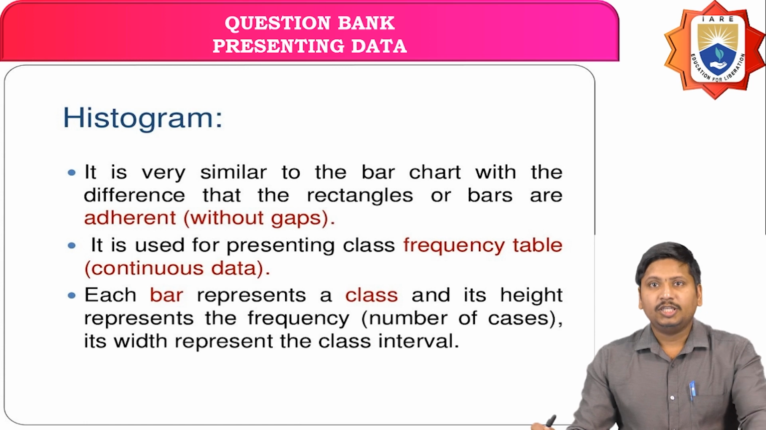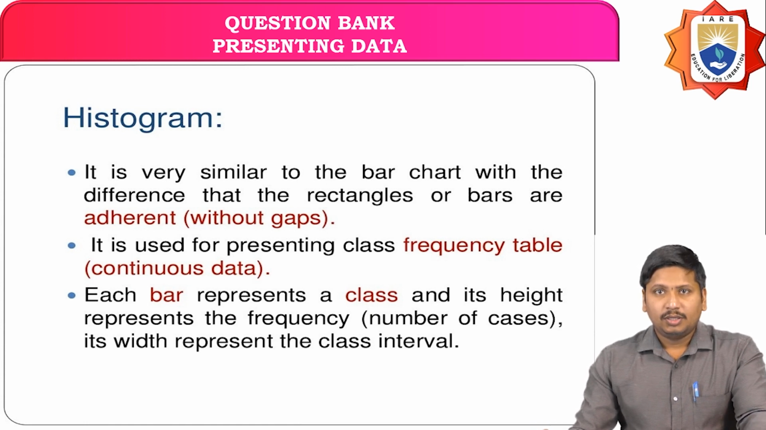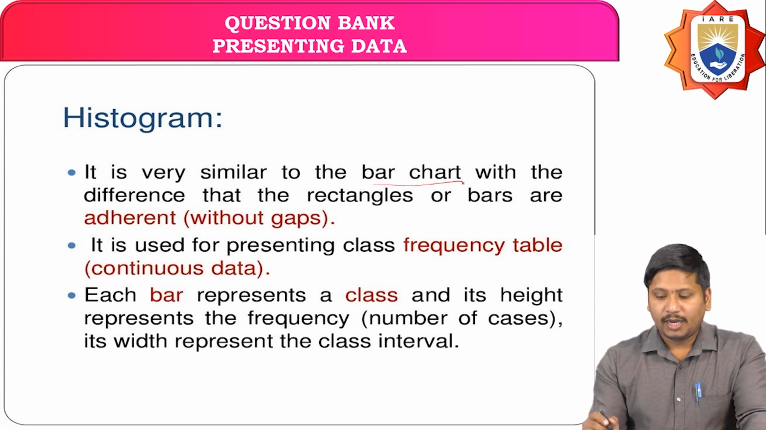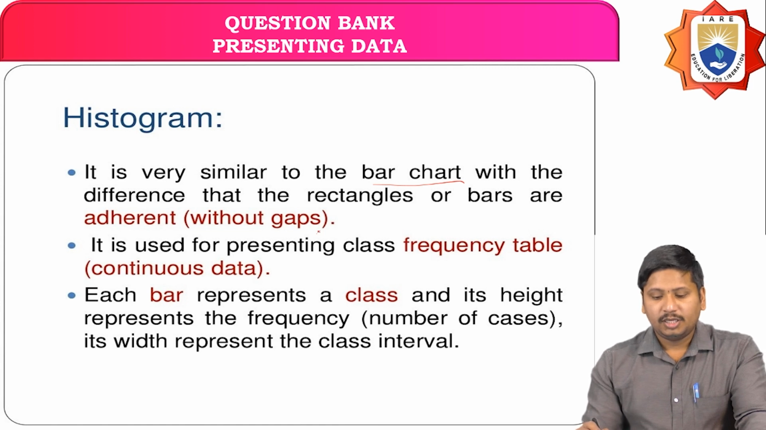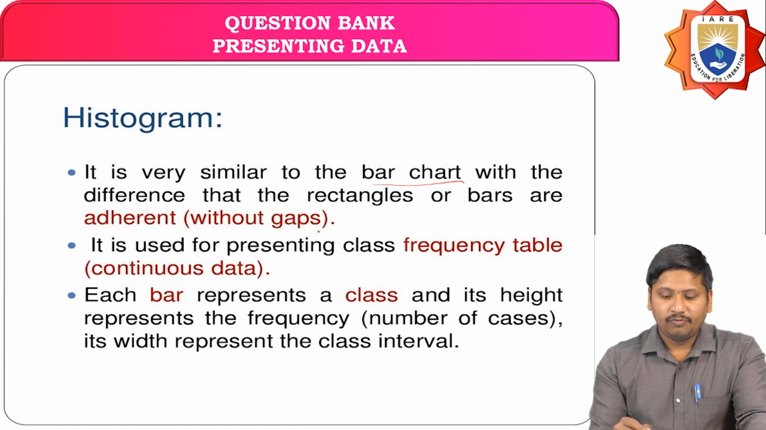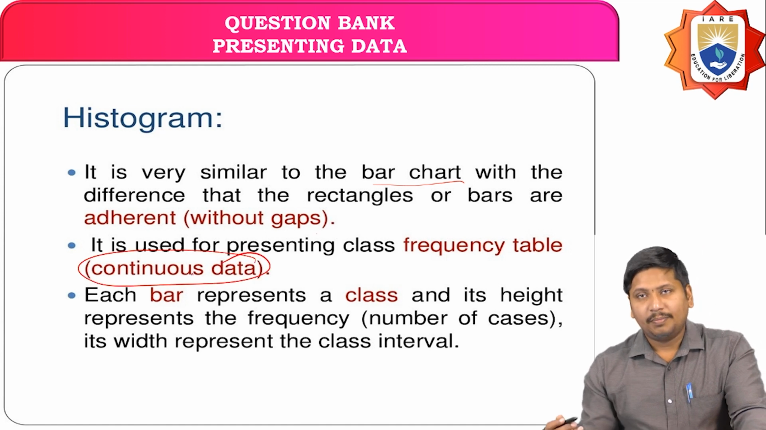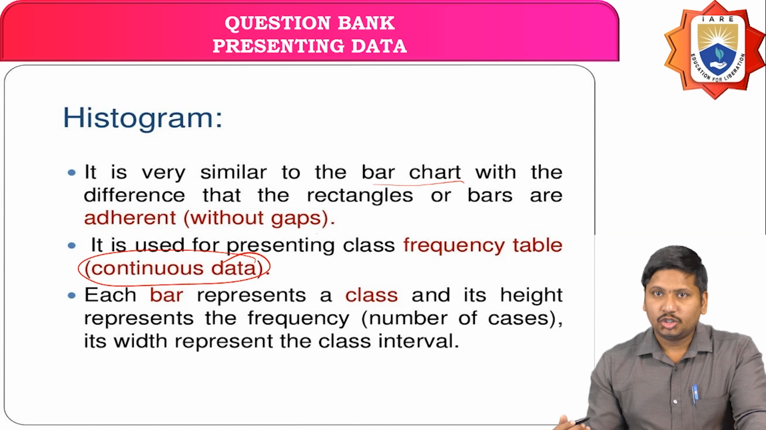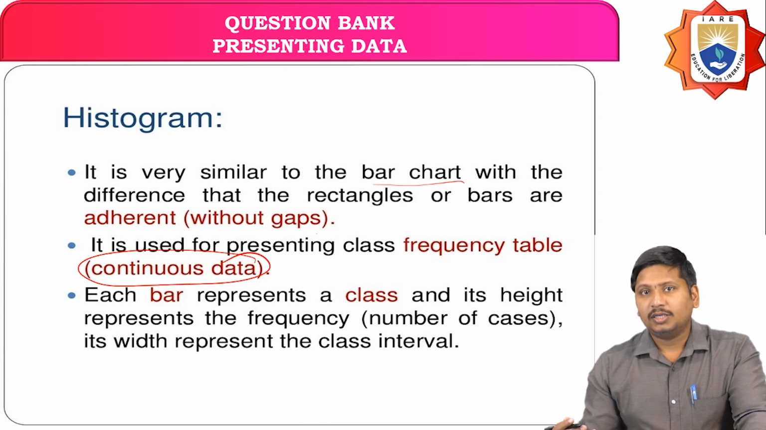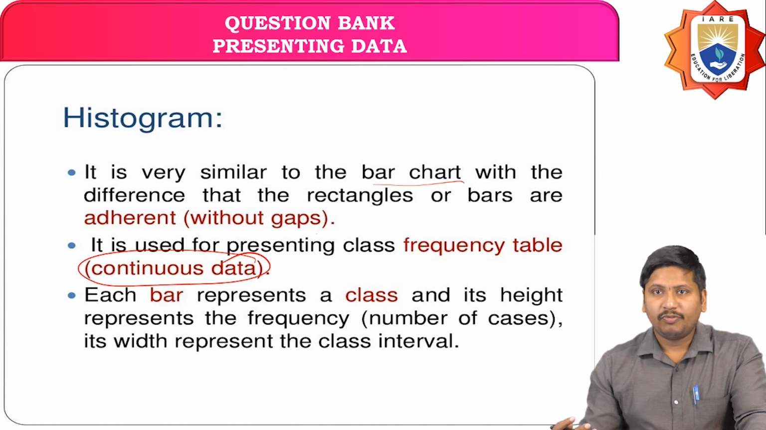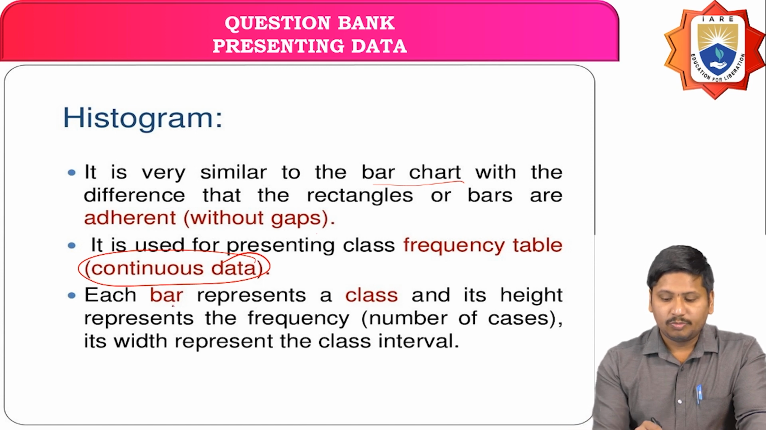And the next one is the histogram. It is very similar to the bar diagram, with the difference that the rectangles or bars are adherent, without gaps, and it is useful for presenting the class frequency table for continuous data. The diagrams I discussed earlier are useful for discrete data, whereas this one is for continuous data. Each bar represents a class and its height represents the frequency, right?